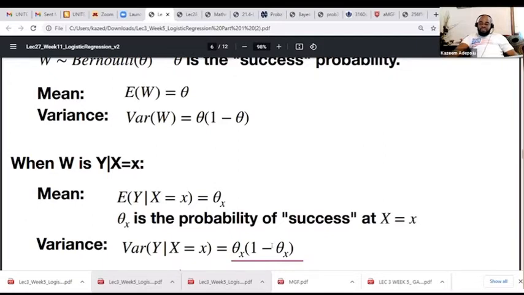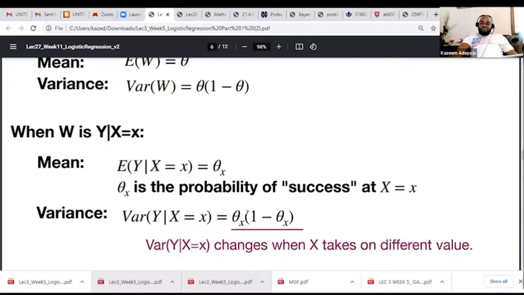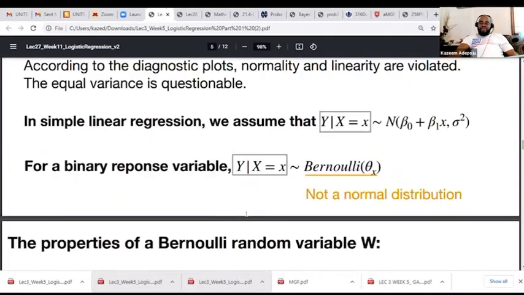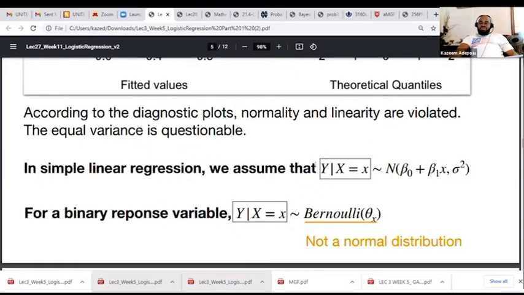So which means our variance will change. It means our variance now depends on the particular values of the predictor. And don't forget that when we're dealing with simple linear regression, the assumption is that our variance is constant. Take a look at that.